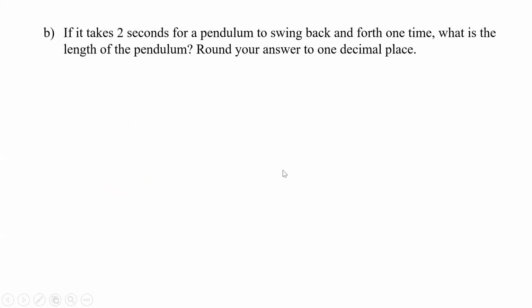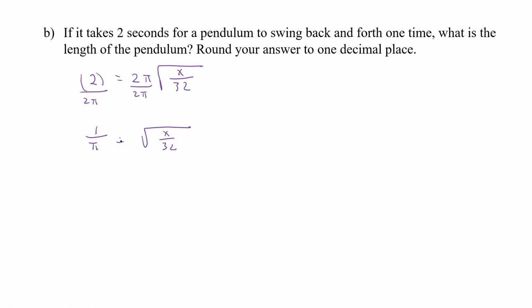What about B? Now it says if it takes 2 seconds for a pendulum to swing back and forth, what is the length of the pendulum? Well, we have s of x is going to be 2, and so that's equal to 2 pi times the square root of x, which we don't know, over 32, if I remember right. Yeah. All right, so how are we going to do this? Well, I'm going to divide by 2 pi on both sides. So that gives me 1 over pi is equal to the square root of x over 32.